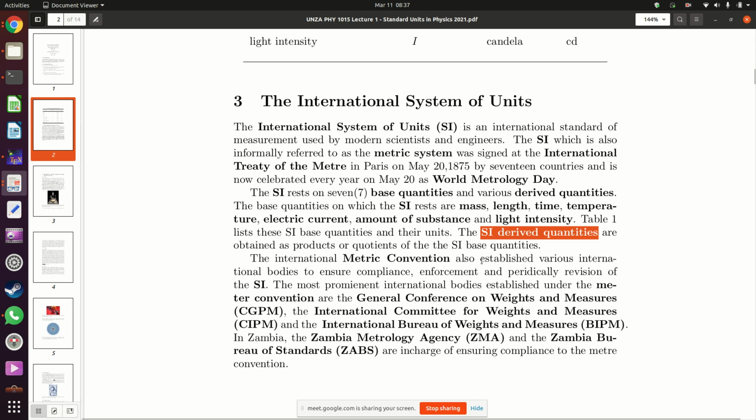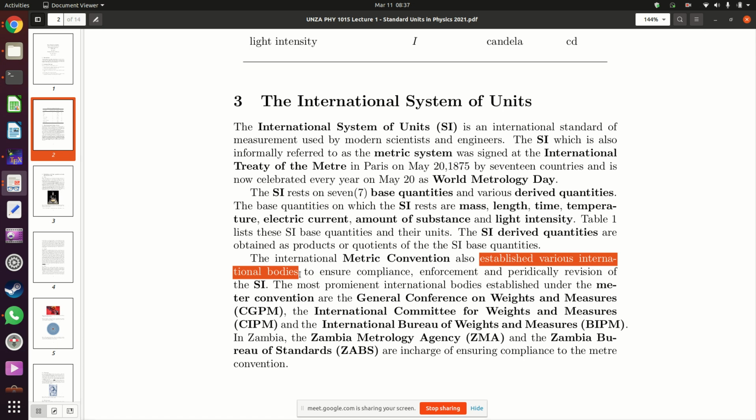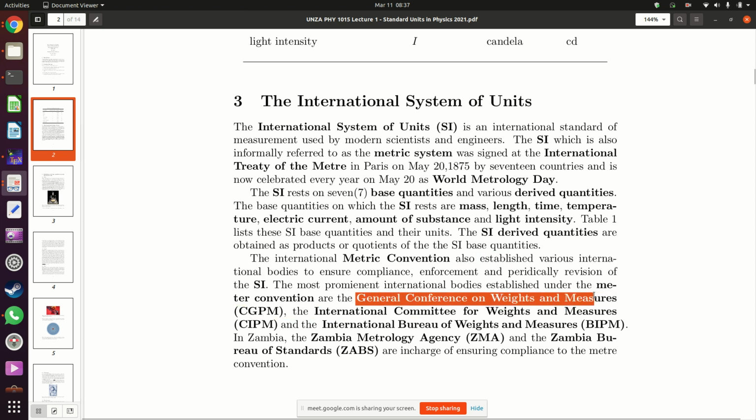It established international organizations or bodies which would ensure that countries which signed this treaty abided by what was said in this treaty. Okay, some of those international bodies which were established are the General Conference on Weights and Measures, the International Committee on Weights and Measures, and the International Bureau of Weights and Measures.